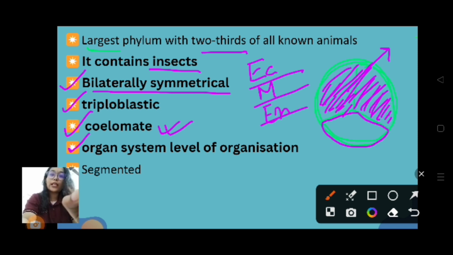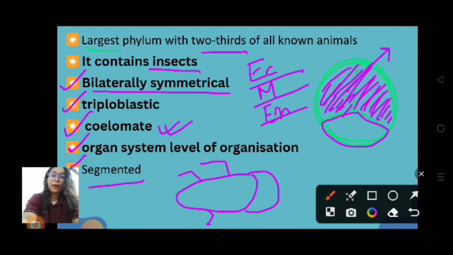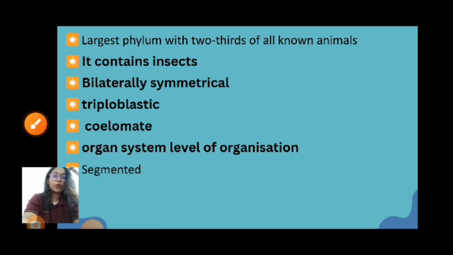Then the last point, it is saying they are segmented, means in their body, suppose this is an insect. Sorry for my bad drawing. So they are segmented. They have a segmented body. Okay, they are segmented. Is it clear? Then moving on to the next slide.